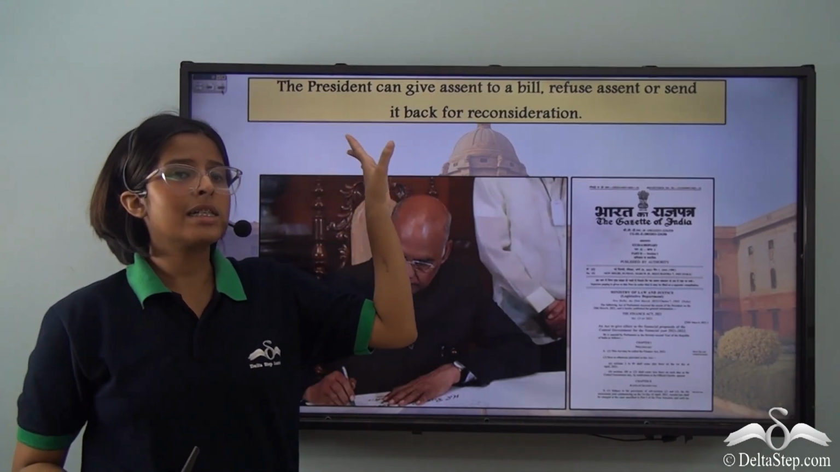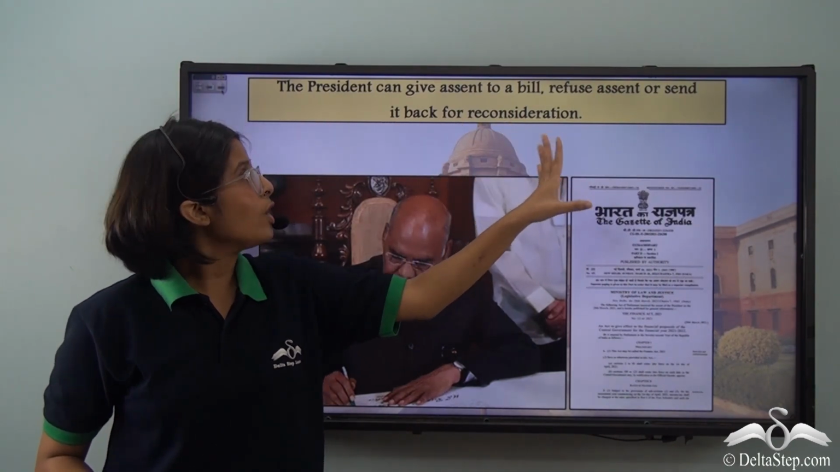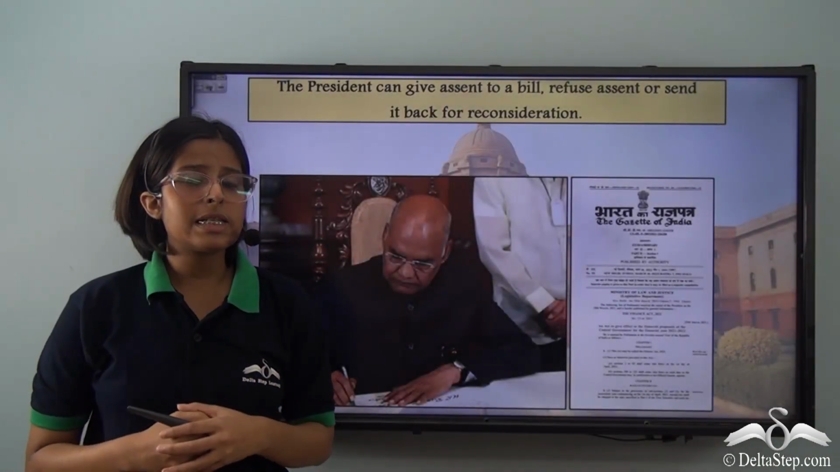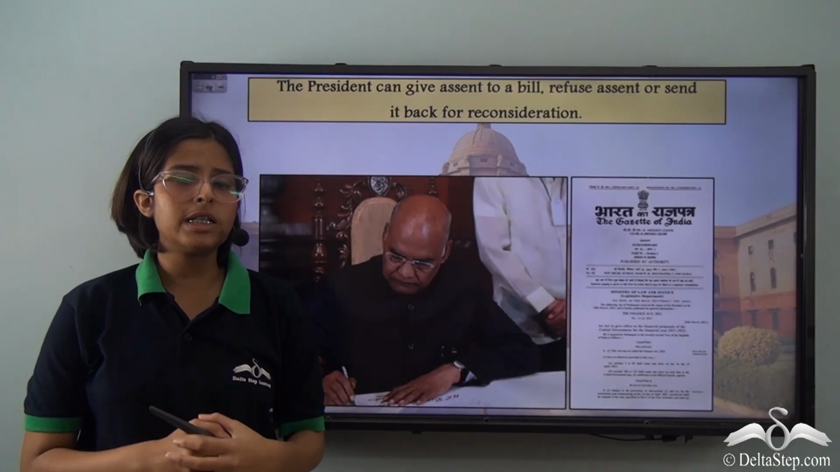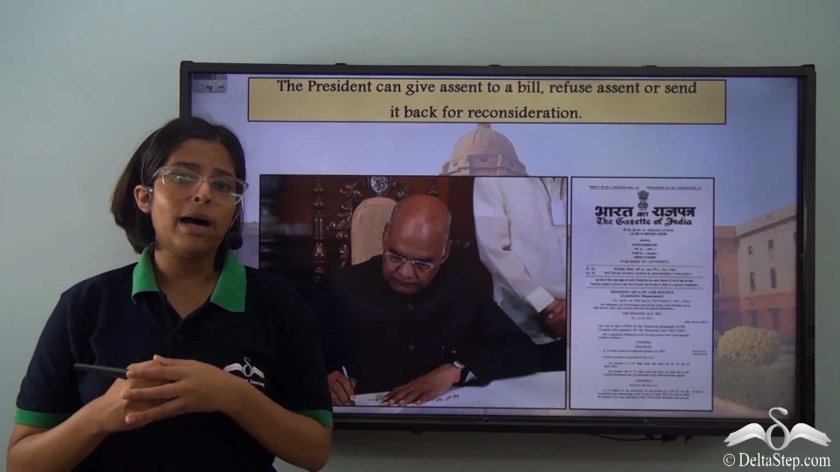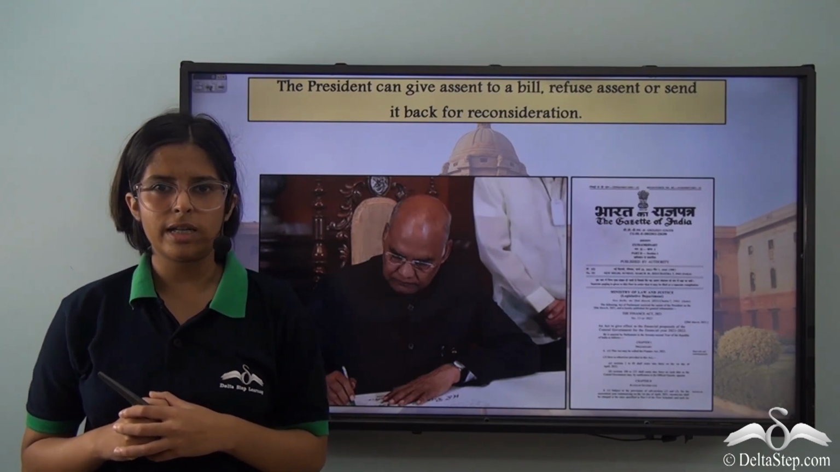So the President can give assent to a bill, refuse assent, or send it back for reconsideration. But the President can send a bill back for reconsideration only once. If the bill has come back again, then the President is bound to put his signature on it.